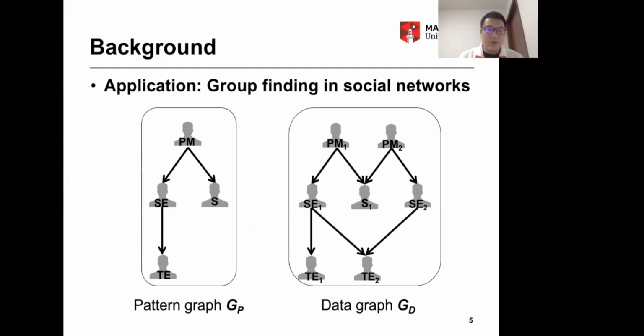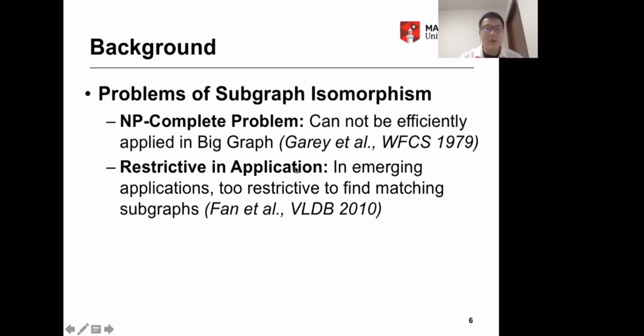So we can model this query as a pattern graph, which is shown here, and we want to find the matching subgraphs in the data graph. Here in this example, this is a matching subgraph, this is another matching subgraph, and this is also a matching subgraph. However, there are some problems of subgraph isomorphism. Firstly, it is an NP-complete problem, which means it cannot be efficiently applied in big graphs. And in emerging applications, it is too restrictive to find matching subgraphs.